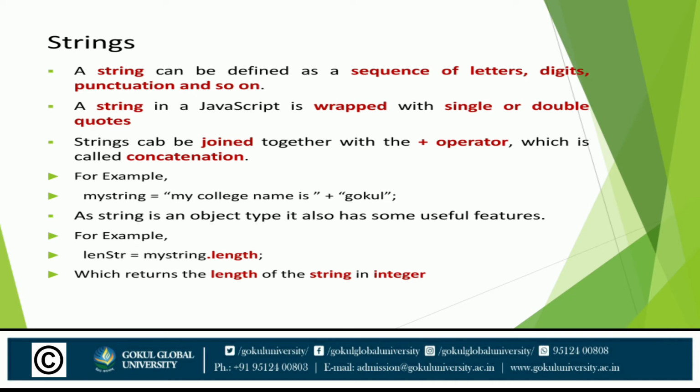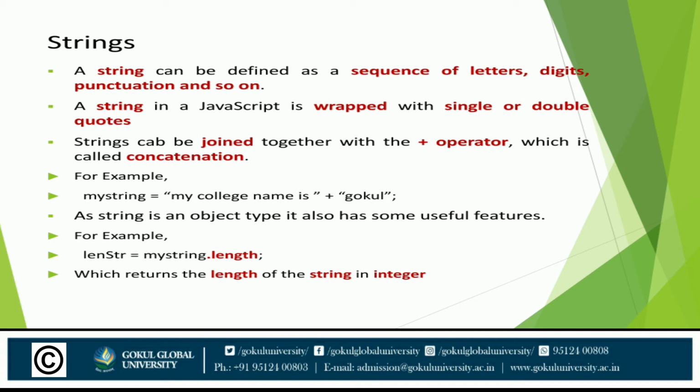String in JS. A string can be defined as a sequence of letters, digits, punctuation and so on. A string in JavaScript is wrapped with single or double quotes. Strings can be joined together with the plus operator, which is called concatenation. For example, see, my string is equal to my college name is, plus we are using the concatenation operator, and the other string is Gokul. Then the string is actually displayed: my college name is Gokul.